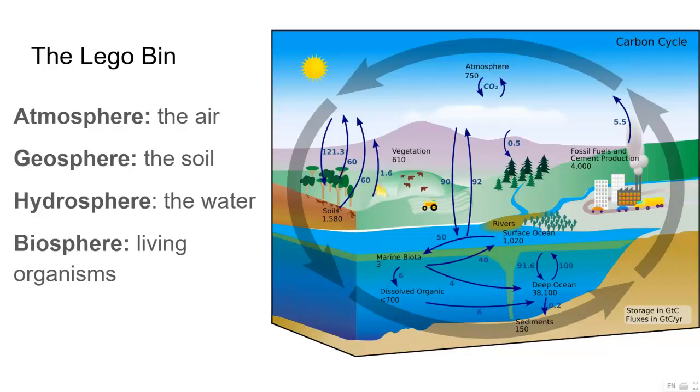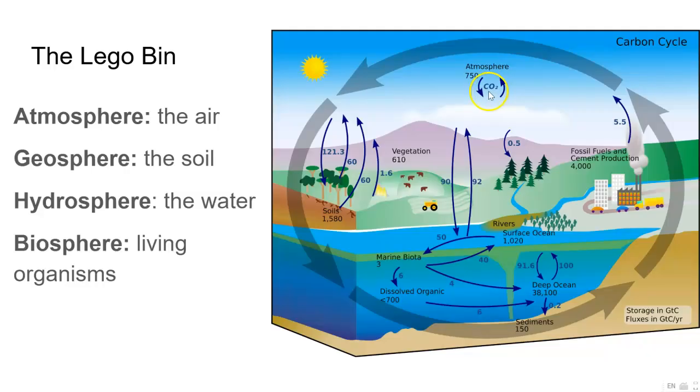Now, the universe is like this Lego bin. The universe is made up of the atmosphere, the geosphere, the hydrosphere, and the biosphere. This is otherwise known as the air, the soil, the water, and the part of the world that's comprising living organisms. The elements and molecules are constantly cycling through all of those spheres, and they're being rearranged into different things.